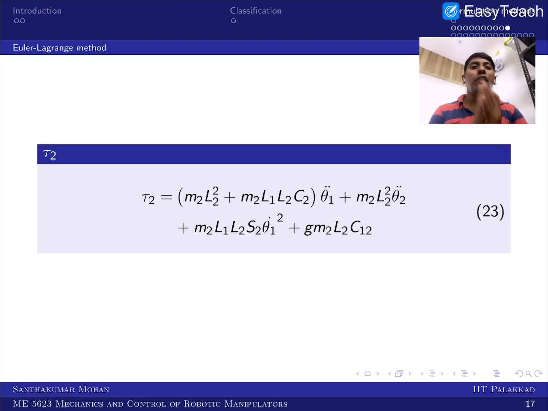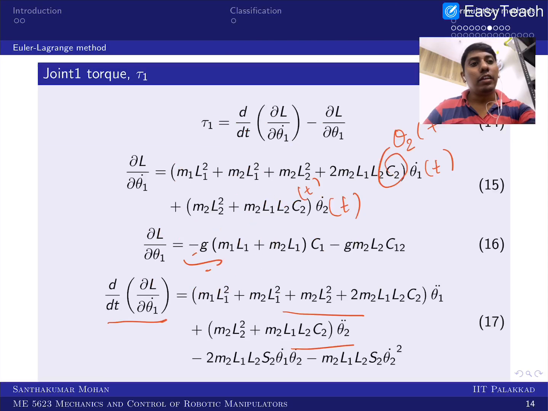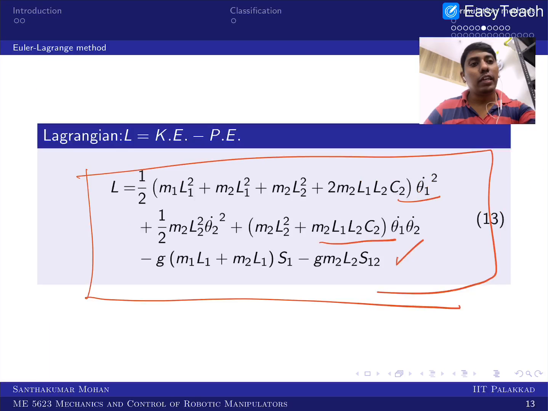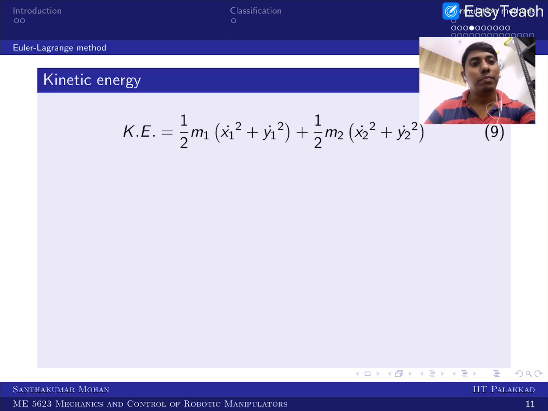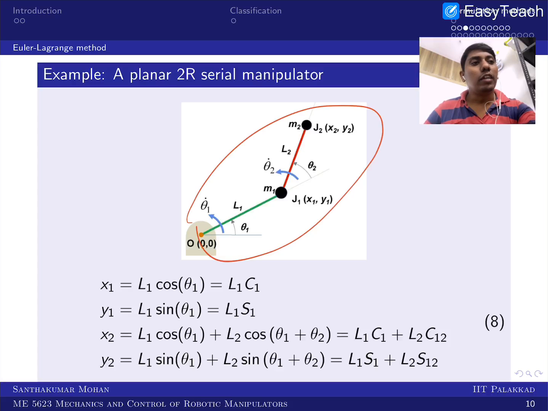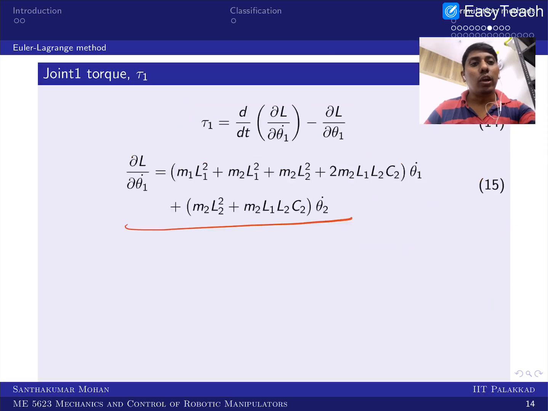This is the way we have done it with the Euler-Lagrange method. Now you can see that we got tau 1 and tau 2, and we can rewrite that in matrix form. That we will do in part 4. But right now, what we did is take the kinetic energy and potential energy of this particular system, and derive the individual equations based on Euler-Lagrange.